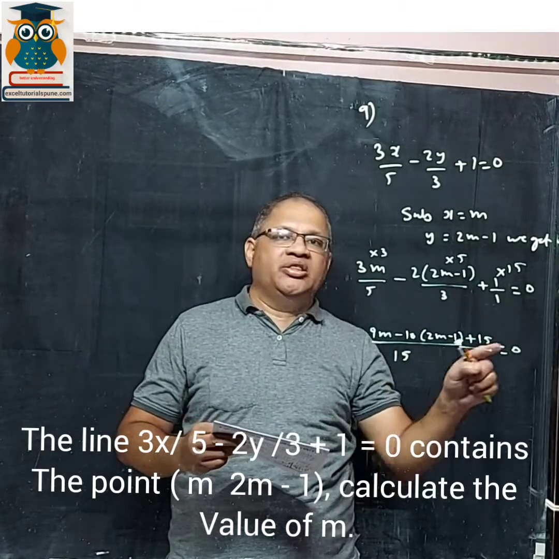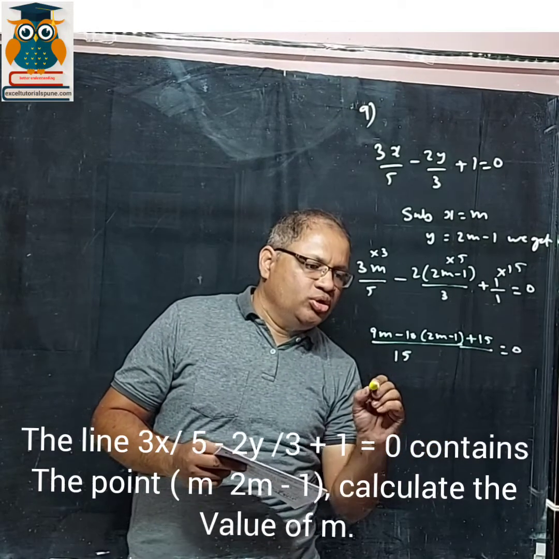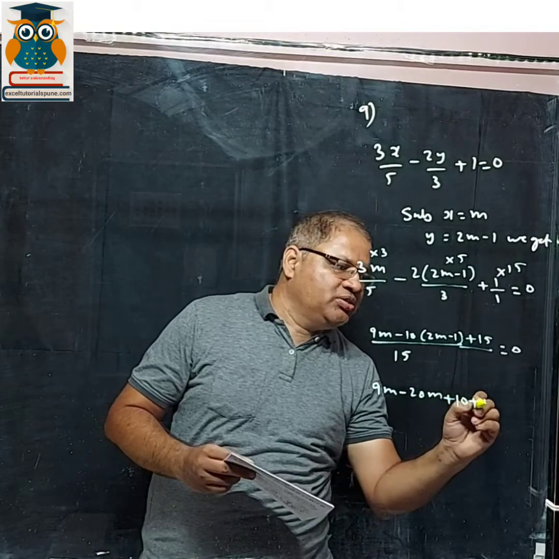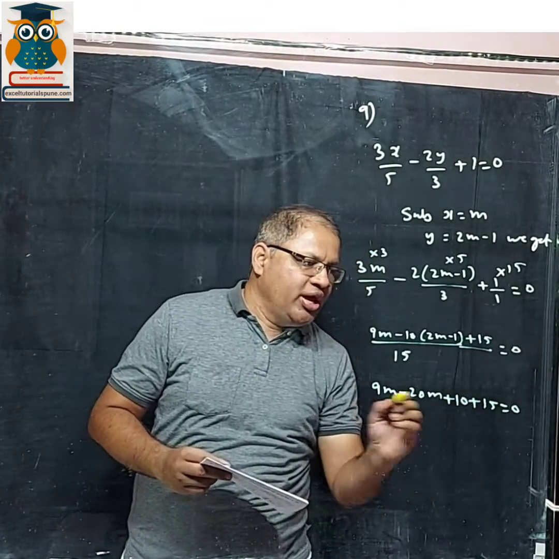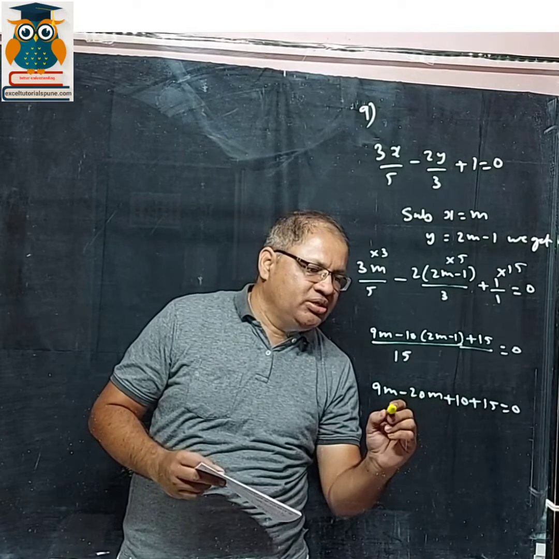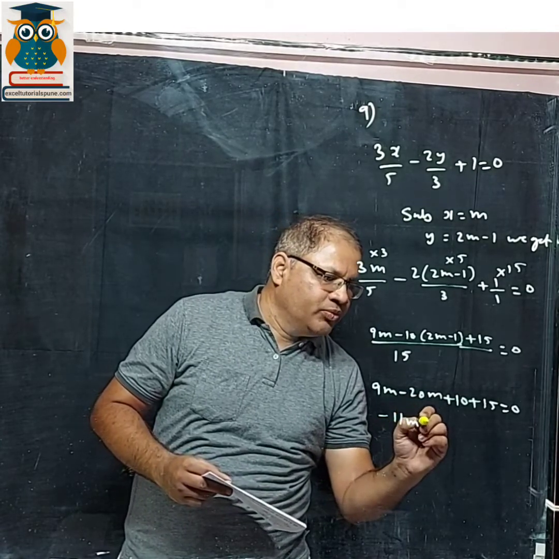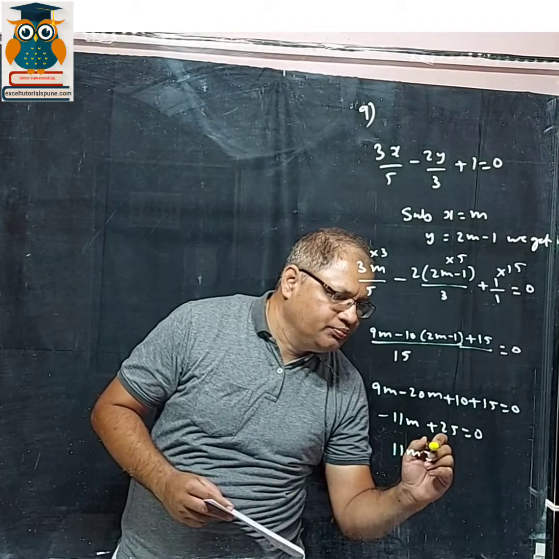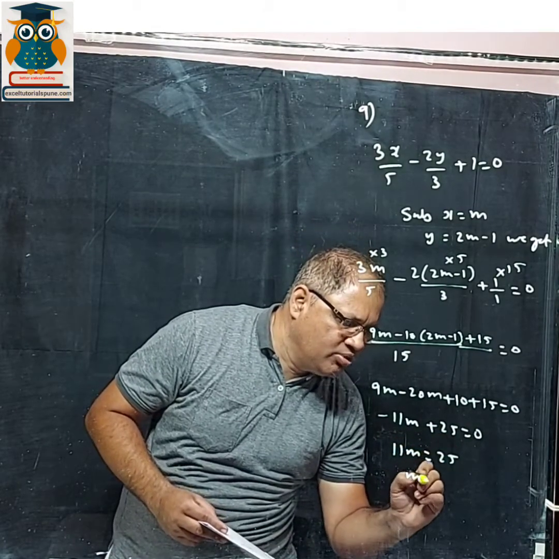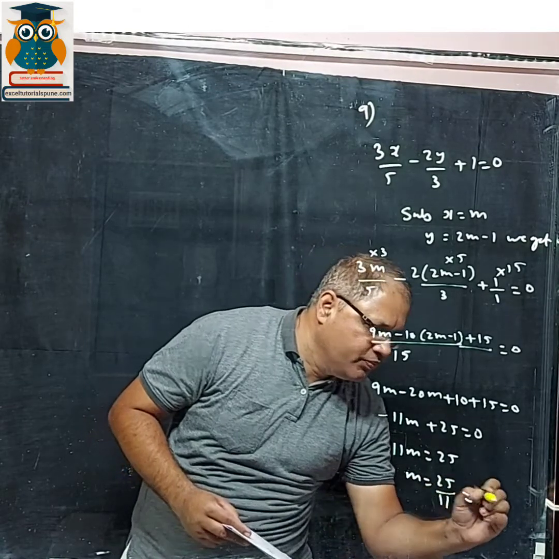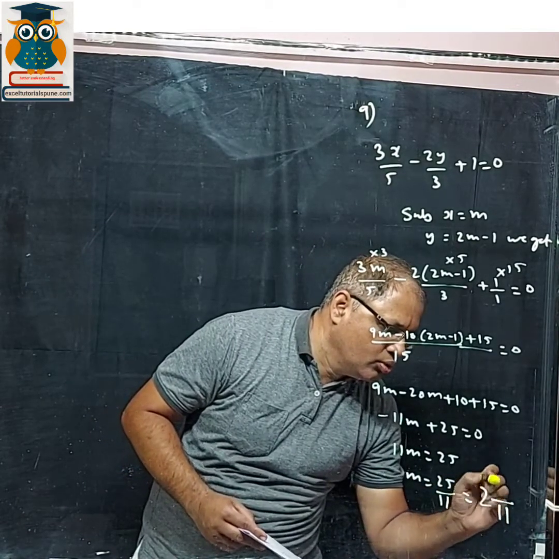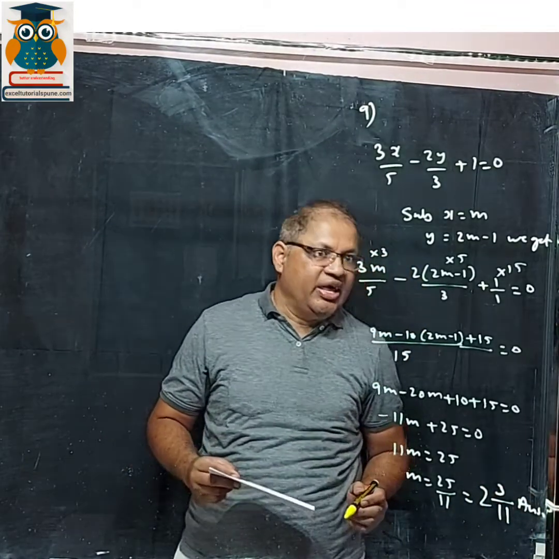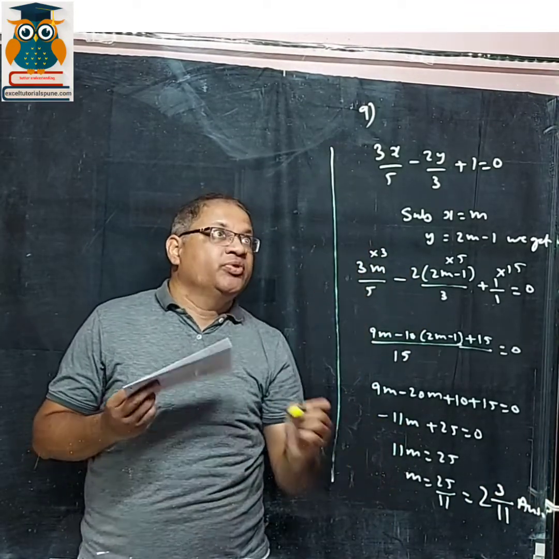15 goes that side. Anything multiplied by 0 is 0. So 9m minus 20m plus 10 plus 15 equal to 0. So 9m minus 20m is minus 11m plus 25 equal to 0. So 11m is equal to 25, m is equal to 25 upon 11. So that's your answer, 2 3/11. Okay, so that's your 9th sum.